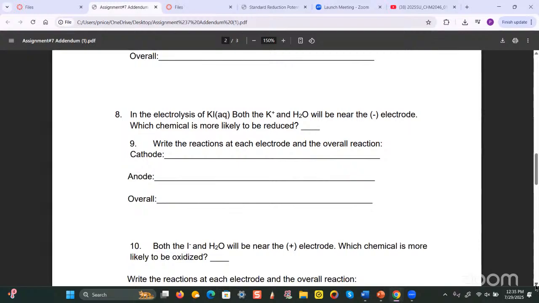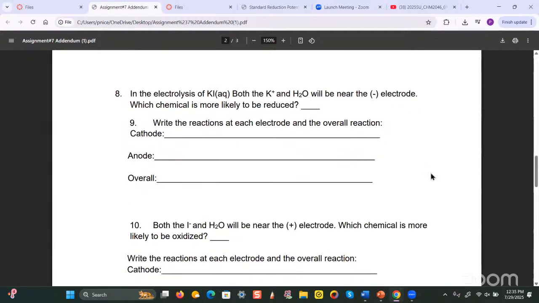Okay, so in this case now we're looking at electrolysis of potassium iodide, right? So the potassium ion and the water will go to the negative electrode, which is the cathode. So the question is, which is more likely to be reduced? So again, you'd have to go to the tables, right? So what would be the equation you'd be looking for, for the reduction of potassium? K plus plus an electron, right? To give K. Okay, so we would have to look for the EMF value for that half reaction.